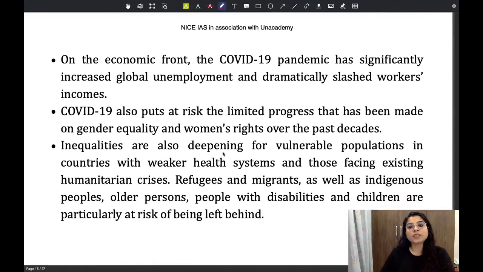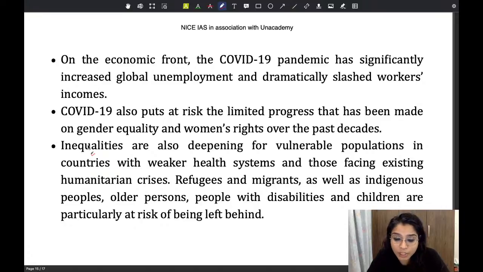Then on the economic front, COVID-19 has increased global unemployment. It has dramatically slashed workers' income. You have seen cuts in income, unemployment rate increasing, female labor force participation decreasing. COVID-19 has also put at risk the limited progress that has been made on gender inequality and women's rights. Also, in terms of your political rights, for example, democracy has been threatened in terms of COVID-19.